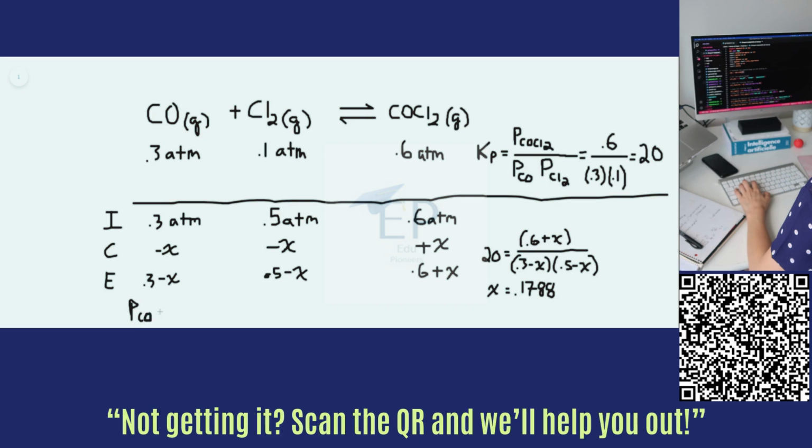So the partial pressure of CO equals 0.3 minus 0.1788. And that equals about 0.12 atmospheres. So the new partial pressure of CO after you add some amount of Cl2 to the reaction is now 0.12 atmospheres.